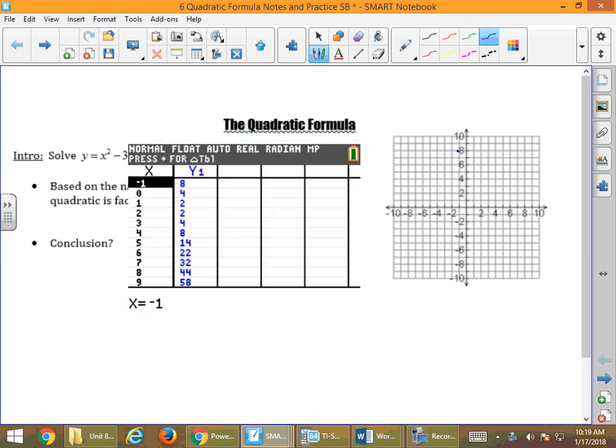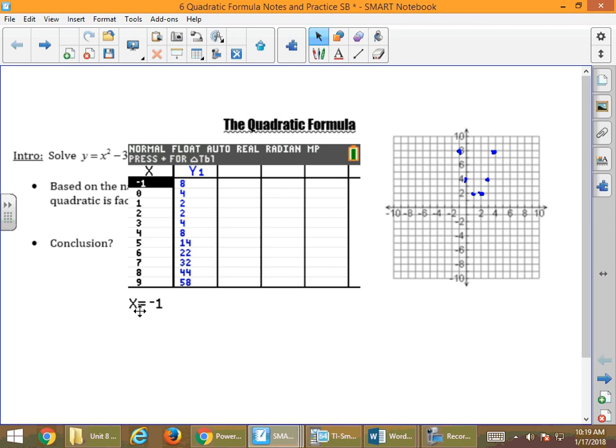-1, 8, 0, 4, 1, 2, 2, 2, 3, 4, 4, 8. And what we can't see in this particular quadratic is the vertex, but I bet we can figure out where it goes.